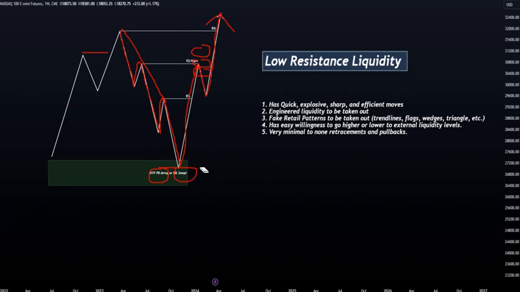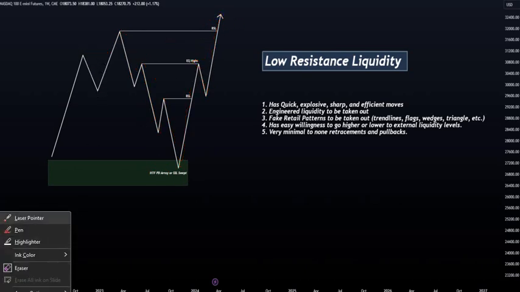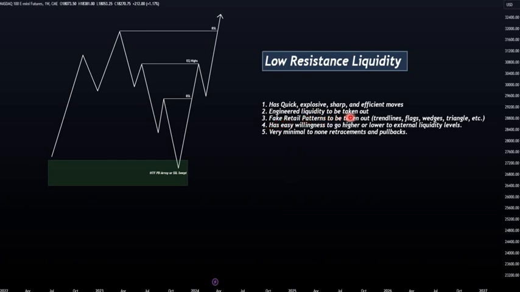All right. So two things: engineered liquidity and sharp, efficient moves. Okay. Next thing, fake retail patterns to be taken out. Trend lines, flags, wedges, triangles. Okay, what do we got that's a retail pattern here? We got trend lines here. We got a trend line here.